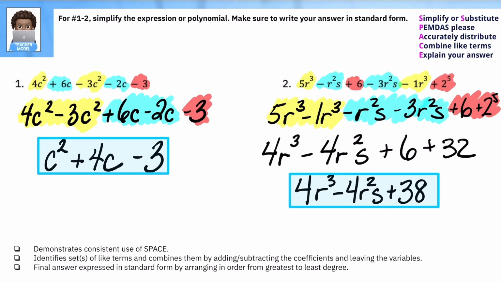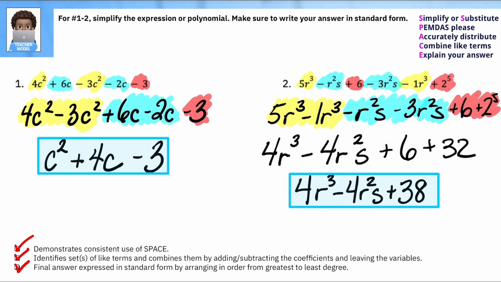So did I check everything off to show, did I use my order of operations? Yes. Did I identify like terms and add the coefficients, leaving the variables alone? Absolutely. That's what the color coding shows you. You can see where my like terms are and how I'm adding or subtracting the coefficients. And is my final answer in standard form, arranging from greatest to least degree? Yes.